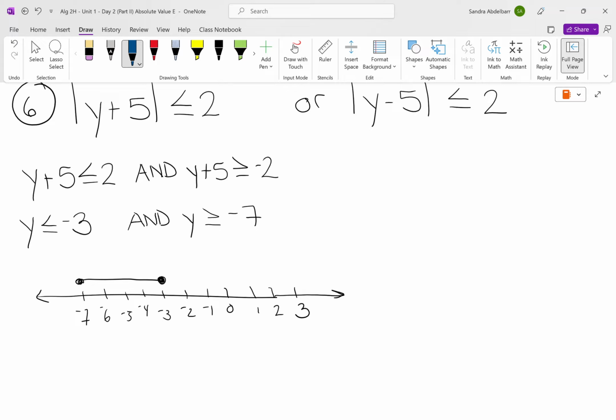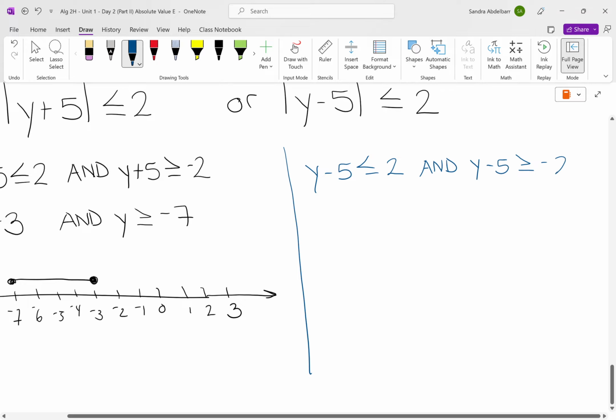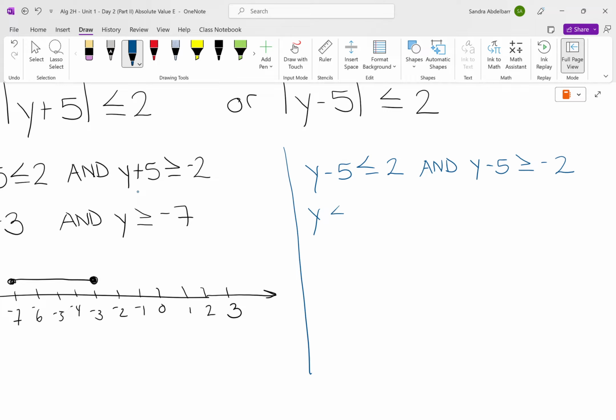All right, now let's work on the other side of the equation. If at any point you feel that I'm going too fast, just tell me to slow down. So now we have y minus 5 is less than or equal to 2, and or, and y minus 5 is greater than or equal to -2. And we solve. So y is less than or equal to 7, and y is greater than or equal to +3.